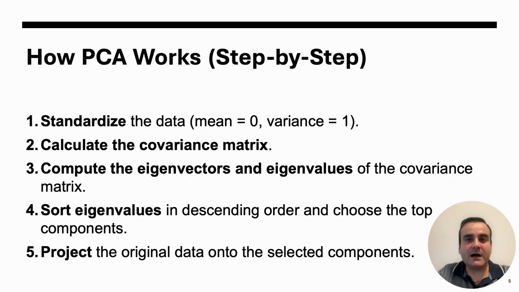Here is a step-by-step of how PCA actually works. First, we standardize the data to remove biases caused by different units or scales. Next, we calculate the covariance matrix to see how features vary with each other. Then we compute the eigenvectors and eigenvalues of that matrix, which gives us the principal components and how much variance they capture. We sort the components by their eigenvalues and choose the top ones. Finally, we project our original data onto these new principal components, resulting in a simpler but meaningful dataset.